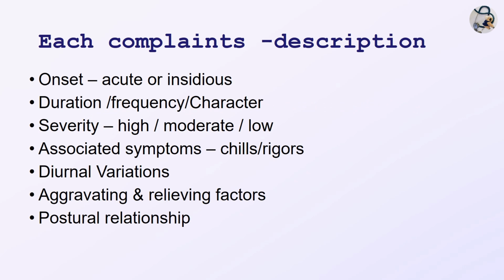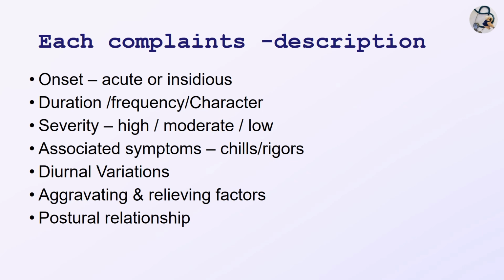For each complaint, this is a general rule. For each complaint, you can describe it this way. First, you'll say onset, whether it was acute or insidious. Then you talk about the duration, frequency or character of that complaint. Then you mention the severity of this complaint, whether it is high grade, moderate or low grade.